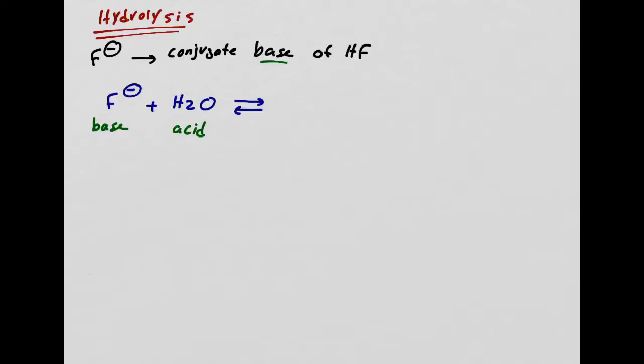The base is going to get a hydrogen. The acid is going to lose a hydrogen. The same as before. The base is going to get a hydrogen and the acid is going to lose a hydrogen. You guys are good so far? I didn't do anything funky. Okay, so F minus is a conjugate base of HF. It's a conjugate base. We talked about this.